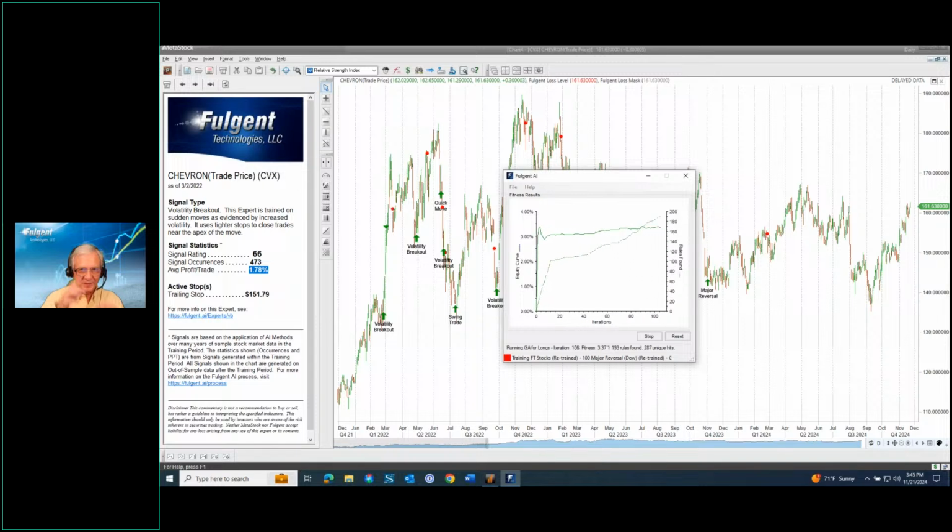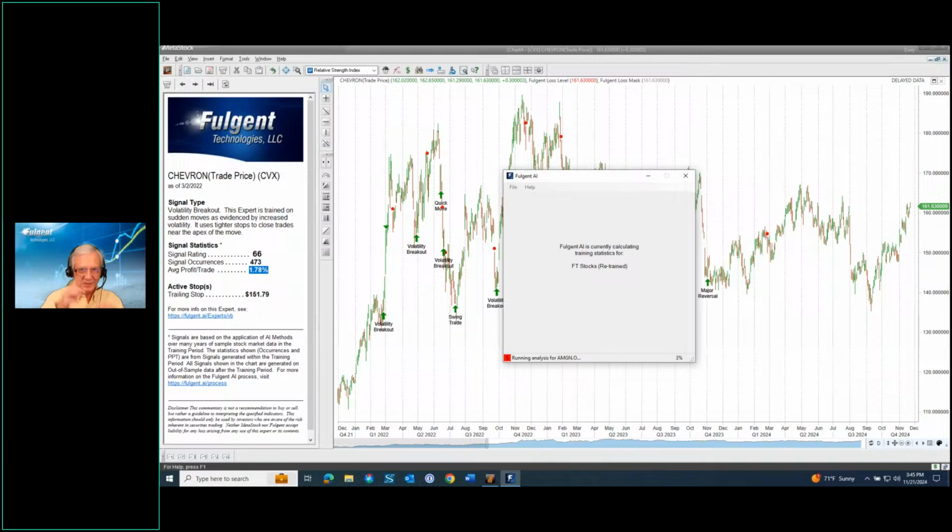So now it's doing the next expert. Okay, let me go ahead and stop it here. It then creates what we call a knowledge base with those rules in it. And what it's going to do now is train the other three.